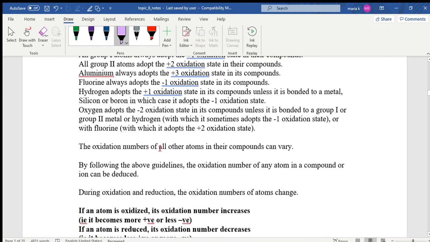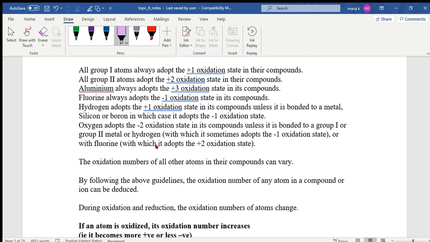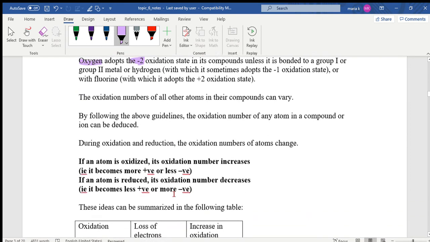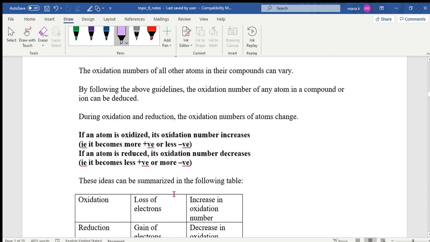We can skip all of this. I assume it's common knowledge. Group 1 atoms have +1. Aluminium is +3 of course, but I just want to showcase that hydrogen is +1 and that oxygen is 2-. That's pretty self-explanatory. So let us move on swiftly.